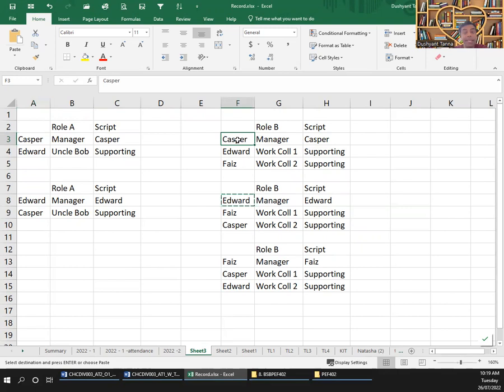Role play B: Casper is the manager. Edward and Faze are work colleague 1 and 2. Casper is writing the script, and this was supporting. Swap the role: Edward becomes the manager, Edward goes here, Faze goes here, and Casper comes back as a colleague. Same thing, Faze becomes the manager, Casper becomes work colleague, and Edward comes back here. Just keep on swapping round and round. Okay, right.